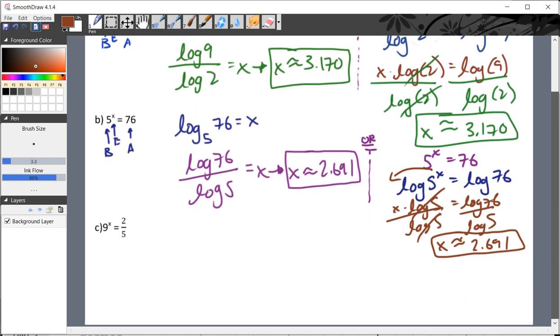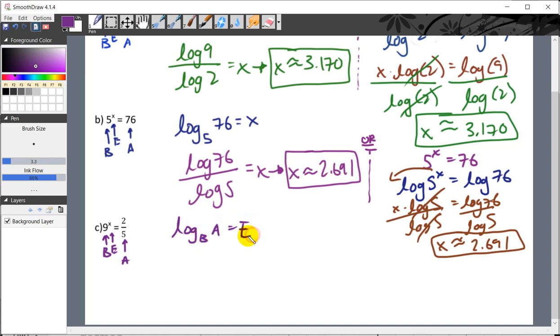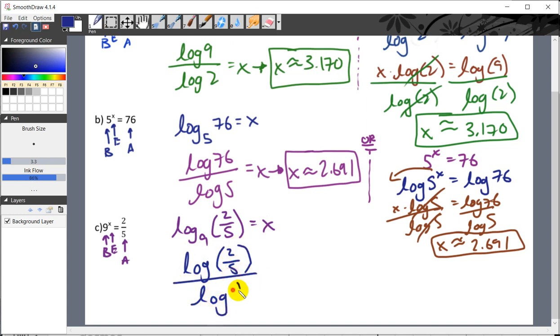All right, now let's look at letter C. Same idea. This is our base, this is our exponent, and this is our answer. We want to spell log BAE. Our base is 9. Our answer is 2/5. Our exponent is x. Use the change of base formula: log of 2/5 divided by log 9. Let's go ahead and do that.